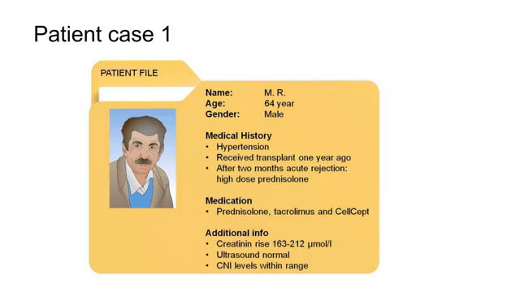4 months later, he has a serum creatinine rise from 163 to 212 micromoles per liter, without proteinuria. There are no signs of urinary tract infection. The serum glucose is normal. The ultrasound and CNI levels are normal.